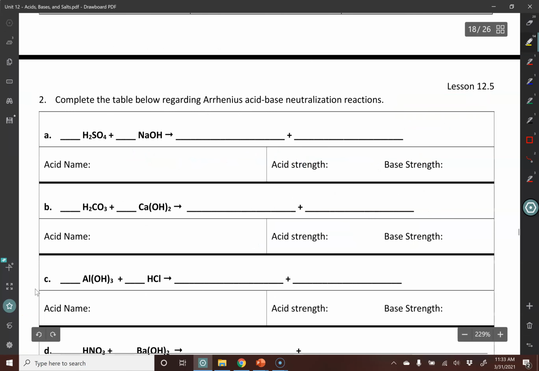All right, so I'm going to look at question 2A to get started. We've got H2SO4 and NaOH. This is definitely an acid-base neutralization, and I know that one of the products is going to be water. So I'm just going to write that right off the bat.